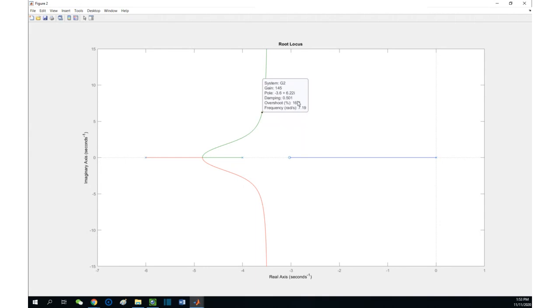145. Second is, what is the overshoot, can you see? 16.3, is it good or bad? Why? Well, that's the desired because we were trying to get 16% overshoot from the start. Exactly. Hope everyone is following this. Overshoot here is 16.3, matching what we desire, remember? So this point is good. This point is good.